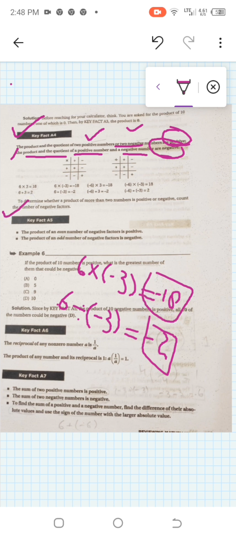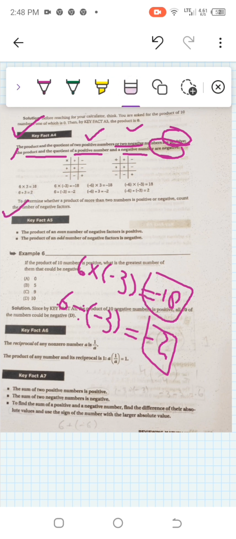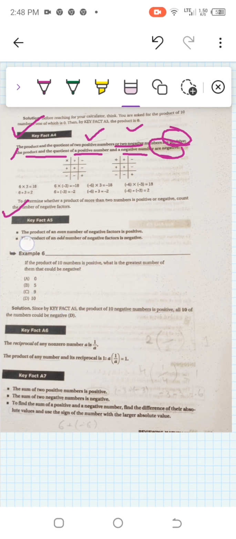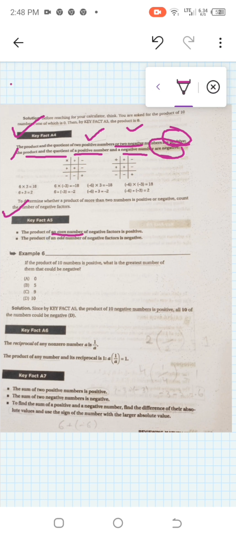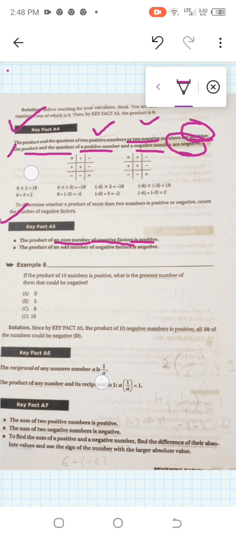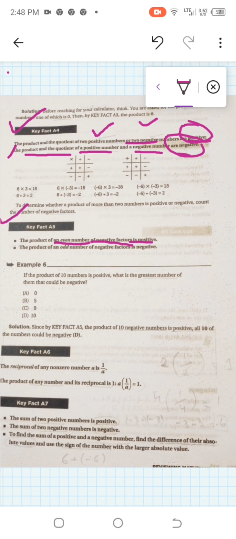Moving towards key fact number A5. ठीक है. Key fact A number 5 is being asked. The product of even number of negative factors is positive. अगर हमारे पास इवन नंबर्स हैं उनका अगर हम नेगेटिव फैक्टर ले रहे तो क्या आएगा, पॉजिटिव आएगा. और अगर हमारे पास ऑड नंबर्स हैं उसका नेगेटिव फैक्टर ले रहे हो तो नेगेटिव ही आएगा. ऑड नंबर का नेगेटिव फैक्टर नेगेटिव आएगा, इवन नंबर का नेगेटिव फैक्टर पॉजिटिव आएगा.